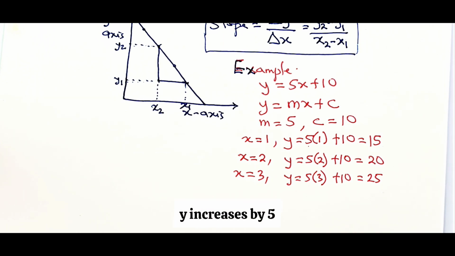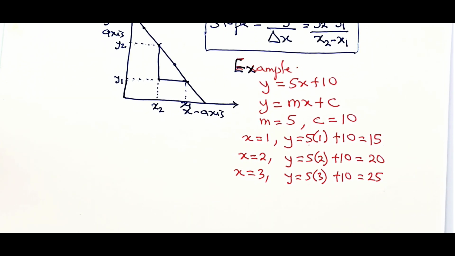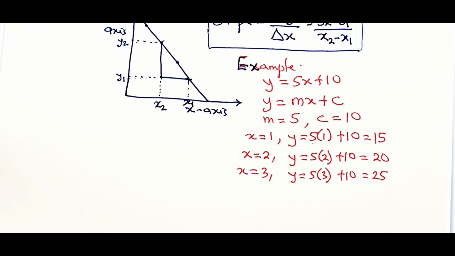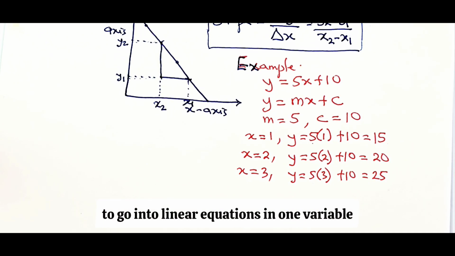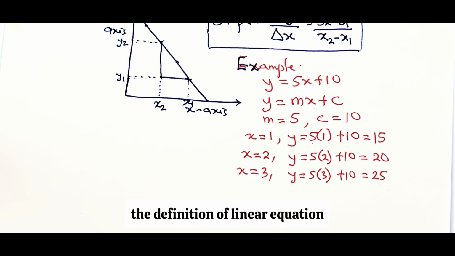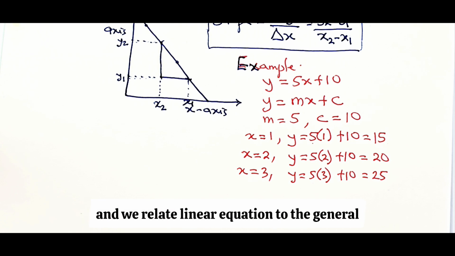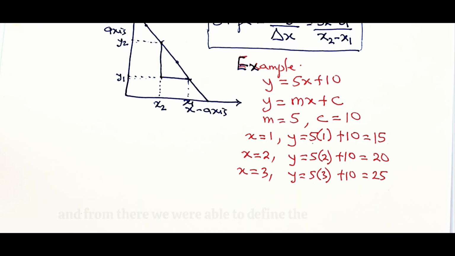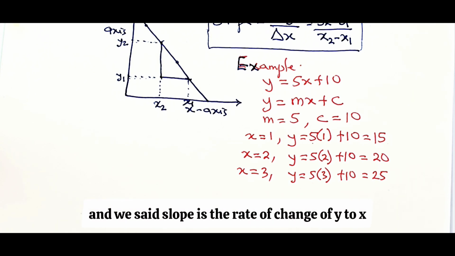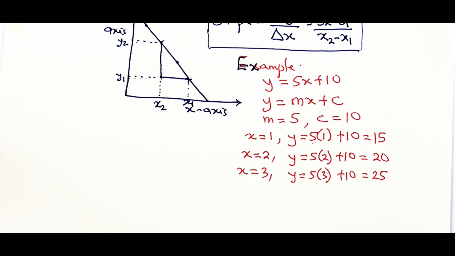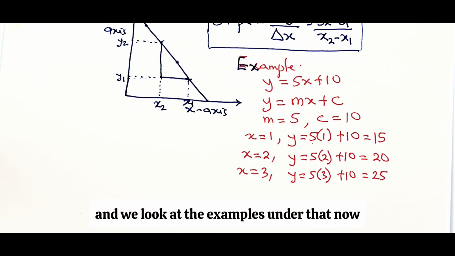Y increases by 5. Now, we can use this to go into linear equations in one variable, because we already know the definition of linear equation, and we related linear equation to the general equation of a straight line. From there we were able to define the general equation of a straight line, and we said slope is the rate of change of y to x, and we looked at the examples under that.